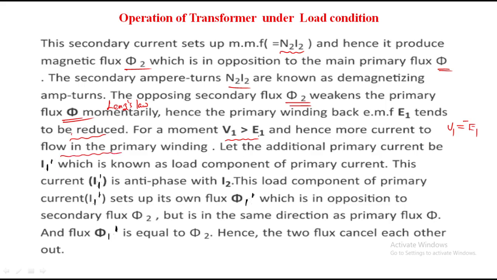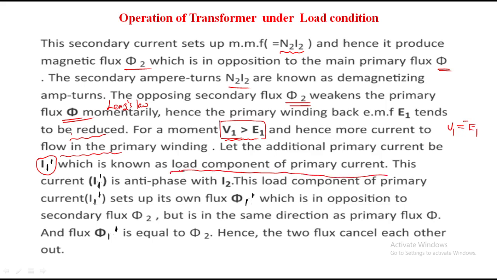See, V1 is more than E1, obviously there is a potential difference. Because of this potential difference there is a current. That current is called compensating current, which flows in the primary winding. So let the additional primary current be I1 dash. The other name of this current, due to V1 more than E1, is I1 dash, which is known as load component of primary current.